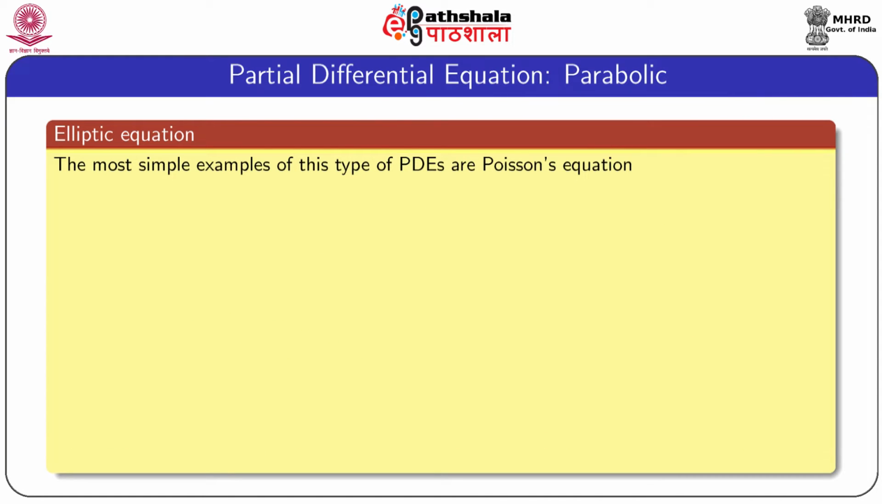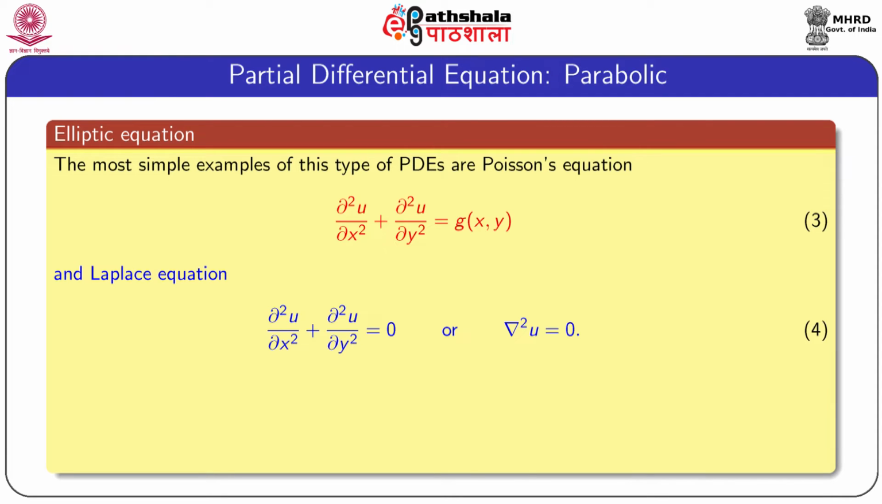Now, we consider three types of partial differential equation. The first one is the elliptic equation. The simplest example of this type of PDE is the Poisson equation, defined as equation 3. This is the two-dimensional Poisson equation. Note that the right hand side g is a given function of x and y. Another kind of elliptic equation is the Laplace equation, in which the right hand side is 0. That means the Poisson equation and Laplace equation are almost similar. When g is equal to 0, the Poisson equation is nothing but the Laplace equation.